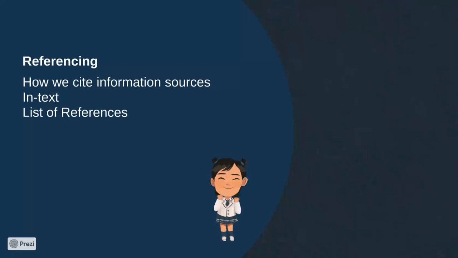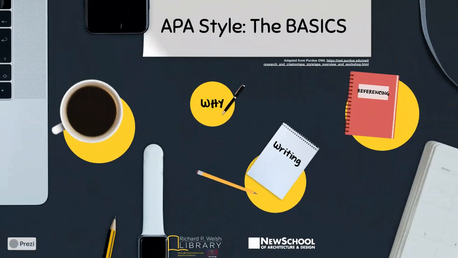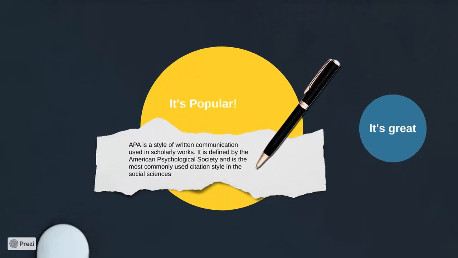The 7th edition updated referencing guidelines to make citing simpler and clarify rules for online sources. This presentation will follow the 7th edition of APA style. At New School of Architecture and Design, we use APA because it's popular.